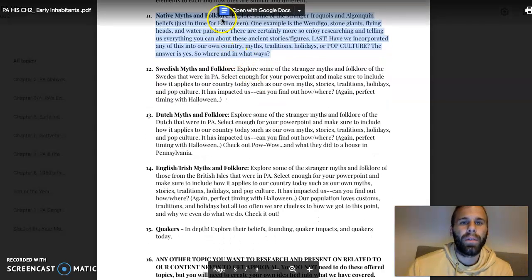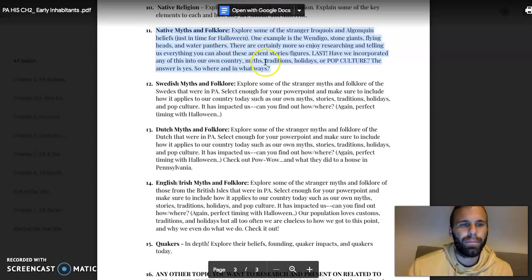Furthermore, native myths and folklore. Remember, we got into a bunch of weird ones. I think it's totally appropriate for Halloween. You had the Wendigo, you had those flying heads, you had the water panthers, and there's even more. So a bunch of weird, interesting stuff that you're going to find.